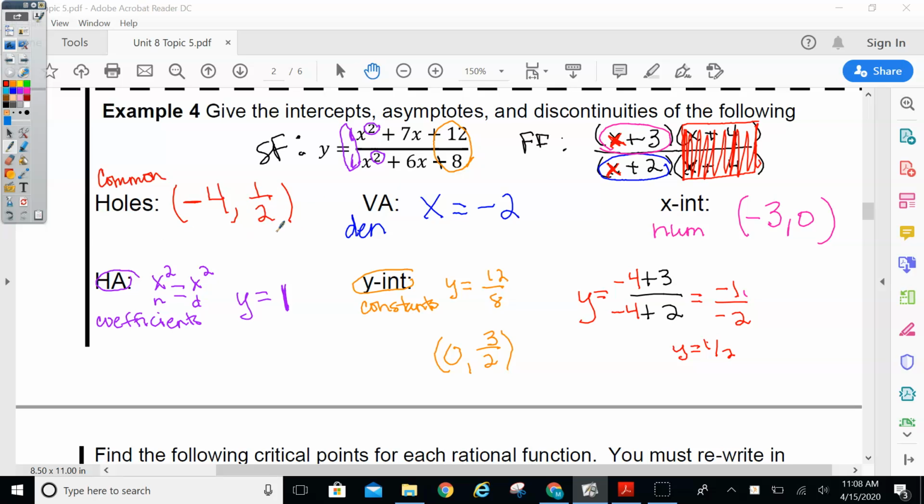So the hole is a coordinate. I'm not always going to ask you in coordinate form. Sometimes I might just ask you what is the x value.